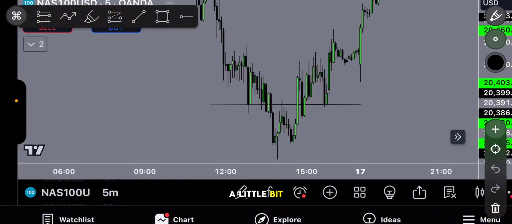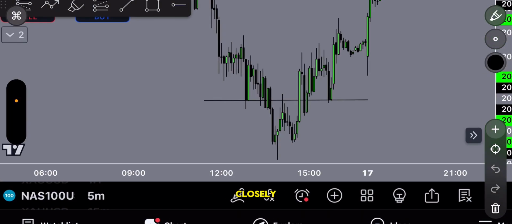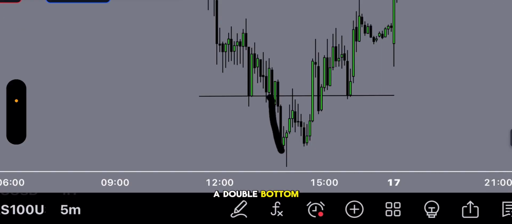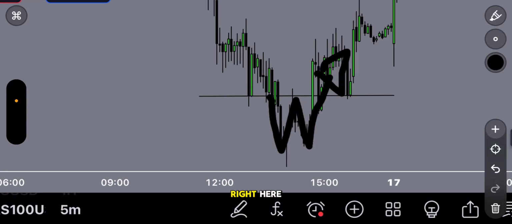It may be a little bit tricky to see it at first, but after some time and some experience trading, you will begin to see it easily. And also here, if you look closely, we also have a double bottom. 1, 2, and then price reverses. So that's 2 patterns in one. Right here, we have double bottom. 1, 2. That's 2 patterns in one.